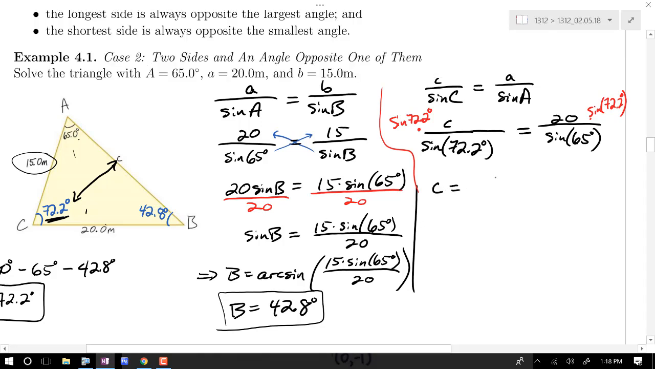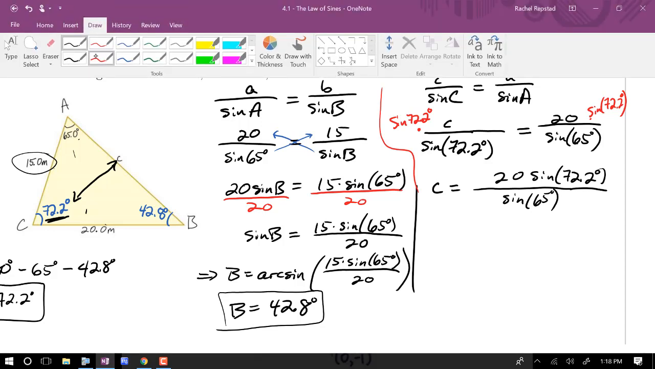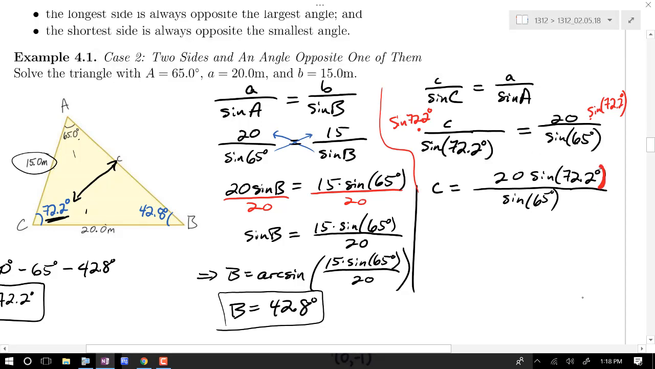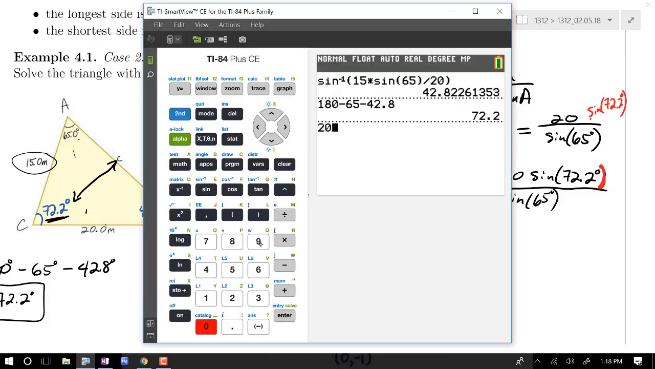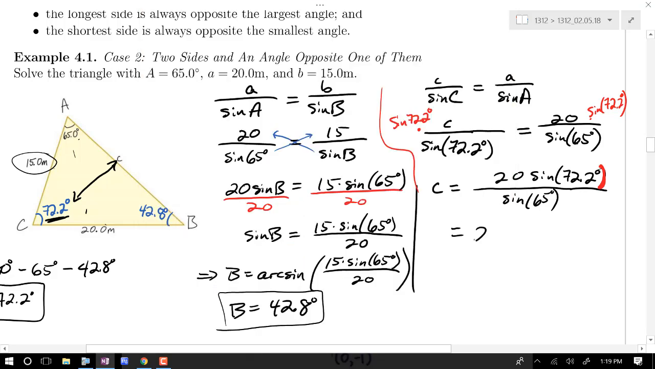So we get C is equal to 20 times sine of 72.2 divided by sine of 65. And again, when you're using the calculator, make sure that you close out these parentheses before you divide by sine of 65. I guess 21.0.